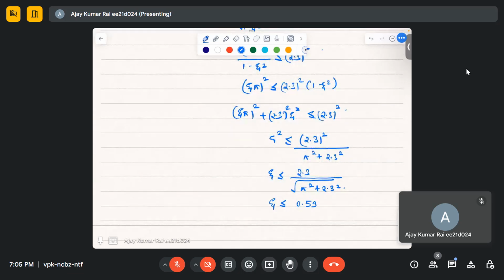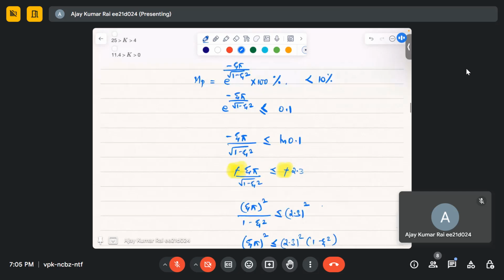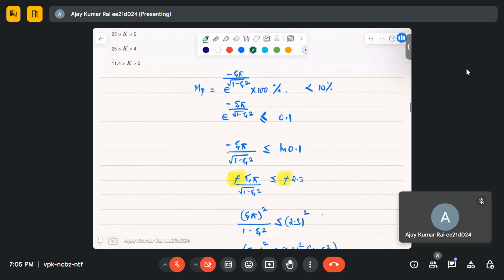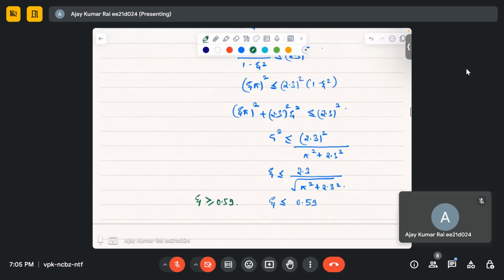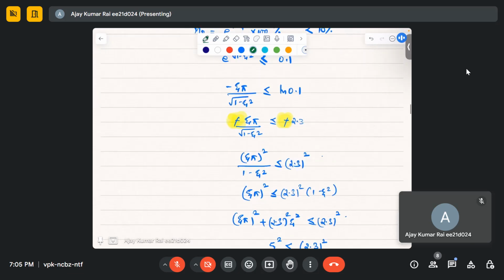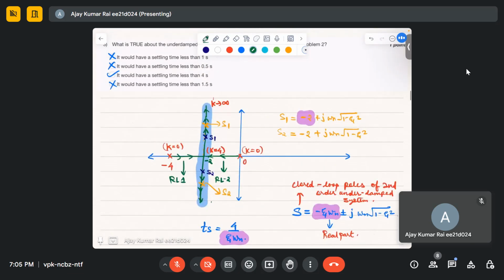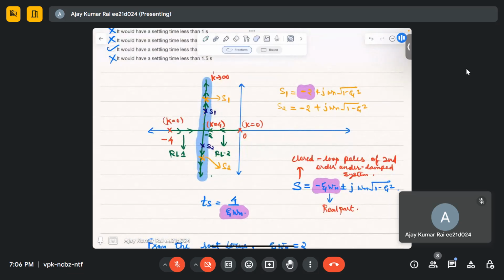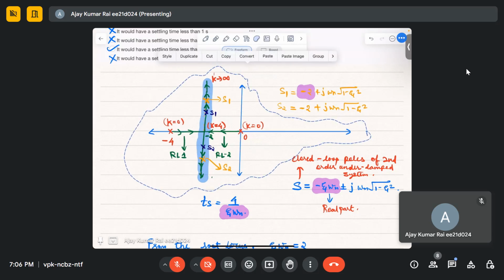Everyone is getting the same. Okay, let me check this minus sign. Otherwise, if you change the sign, you'll get this. And zeta can be more than that. Okay, let me use this root locus and we'll see how we can relate the zeta value to the angle.